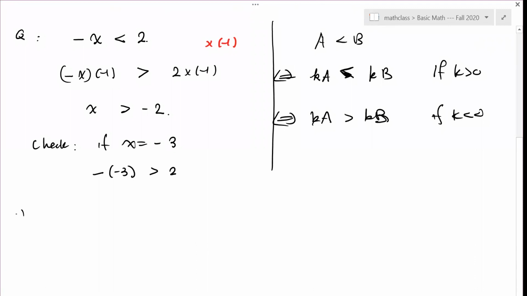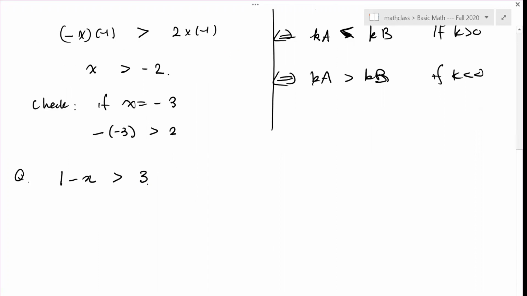Okay, so let's take a look at the next problem. The next problem here is 1 minus x greater than 3. Okay, how do you solve this inequality? What kind of x satisfies this inequality?